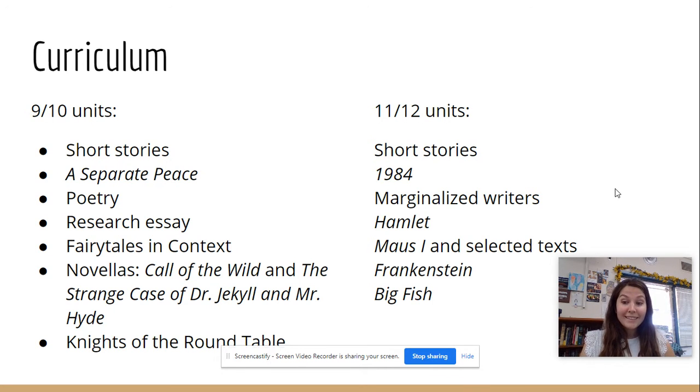Then we'll move on to 1984, do a unit focusing on some marginalized writers, read Shakespeare's Hamlet, read a graphic novel called Maus, the first one of those, and talk about some selected texts with that. We'll read Frankenstein, and finally we'll finish up with a unit on Big Fish. So that's just a preview of what will happen throughout the year, but we will move slowly through those so we have time to talk about all of them.